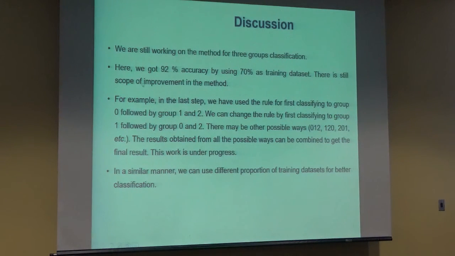Okay. We are still working on the method for the three group classifications. There are still some more things to put in there. Here we got 92% accuracy by using 70% as the training data set. There is still scope to improve in this one.